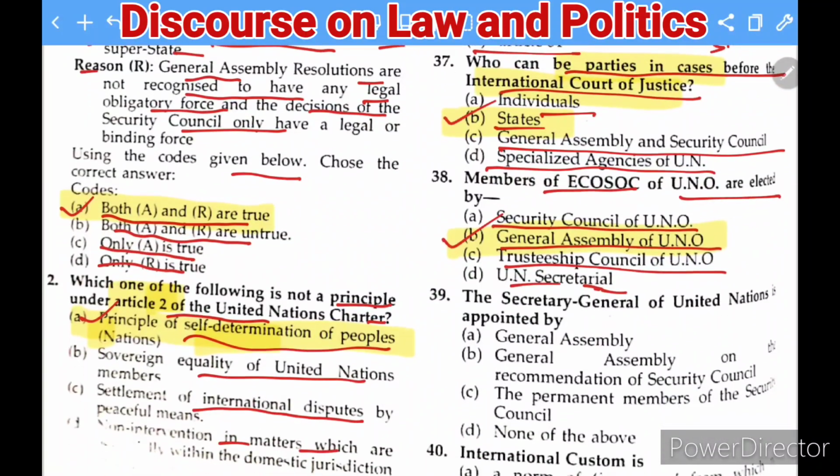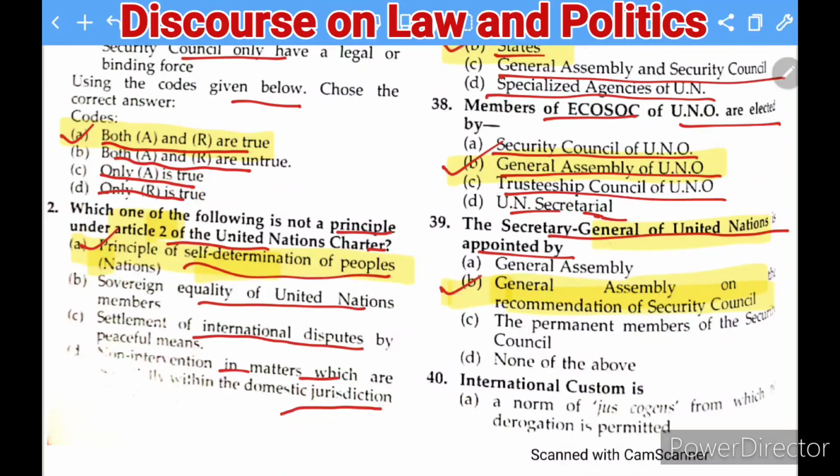Now the next question: the Secretary General of the United Nations is appointed by whom? We have already discussed this question. You all know that the General Assembly will appoint, on the recommendation of the Security Council. So we did this question already, and we are skipping it.